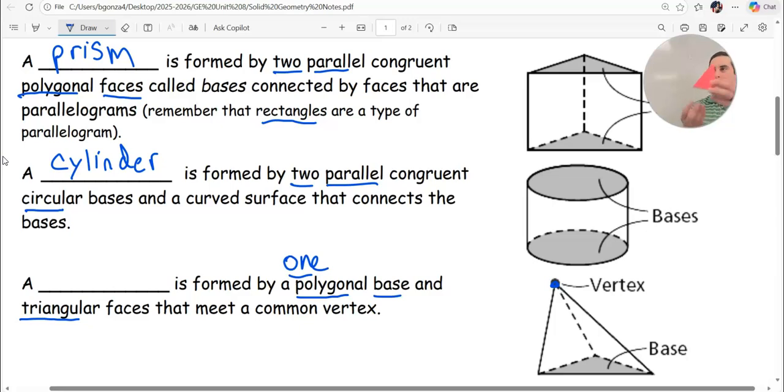So this is called a what? You might find it in Egypt with mummies in it. A pyramid. Pyramid. That's funny. Okay. So you get the sound of it.